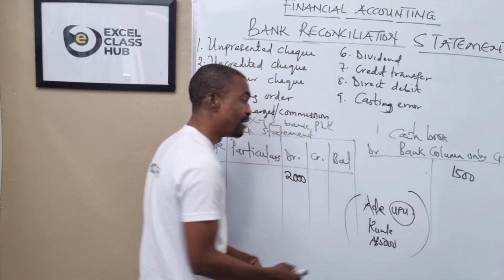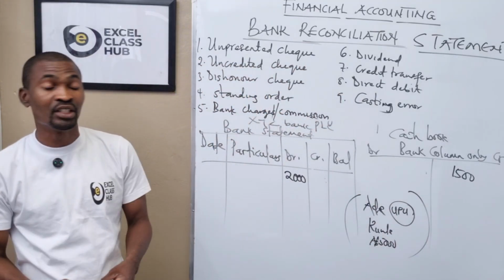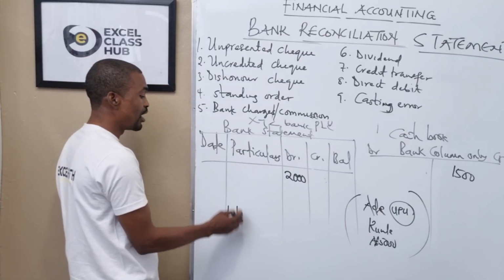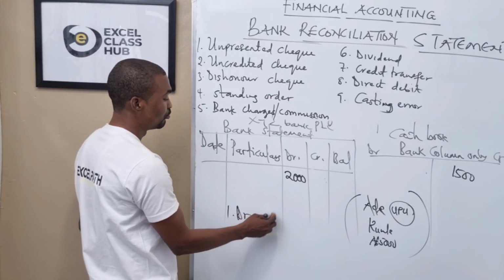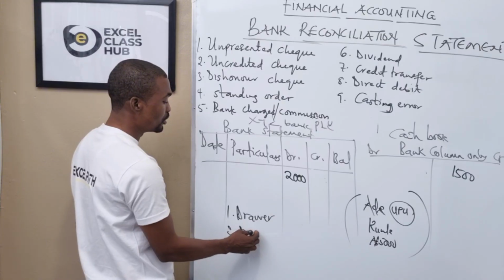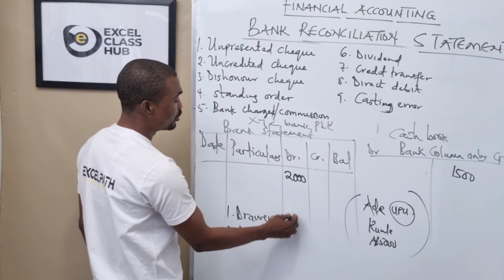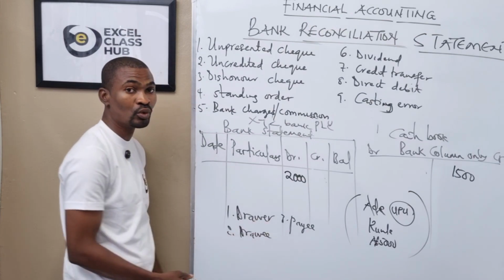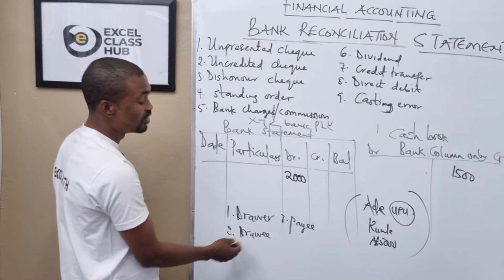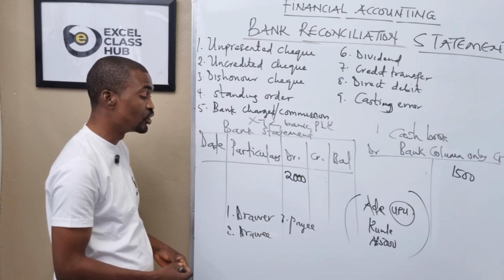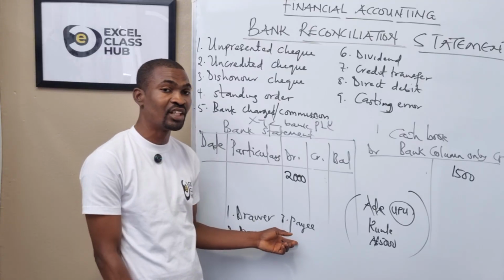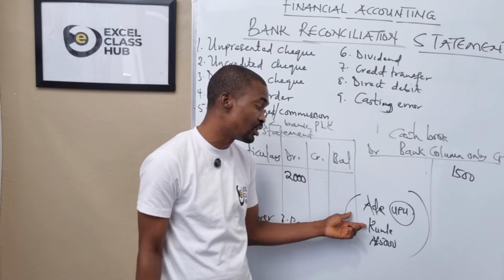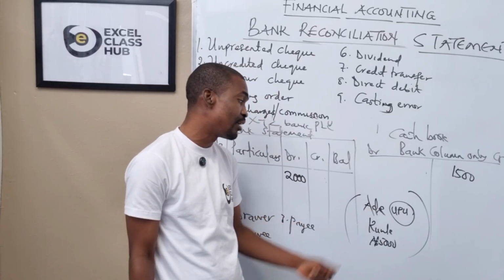You must understand the parties that are involved in a check. The parties to a check are: number 1, the drawer; number 2, the drawee; and number 3, the payee. Very important. Who is the drawer? The drawer is the account holder. The drawee is the bank in which the money is being withdrawn. And the payee is the beneficiary of the check, that is, to whom the payment is going to be made. So from this explanation, Ade is the account holder, Ade is the drawer.